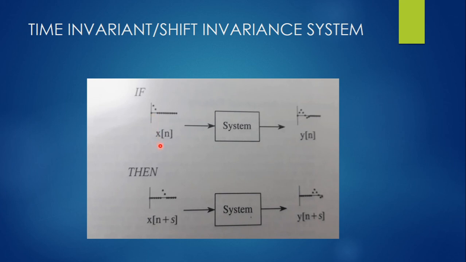You give the x[n], you get the y[n]. You time shift the input by s samples. If the output is also shifted by s samples, the system is said to be time invariant. If it is not shifted by the same number of samples, the system is said to be time variant. So this is about time invariance.